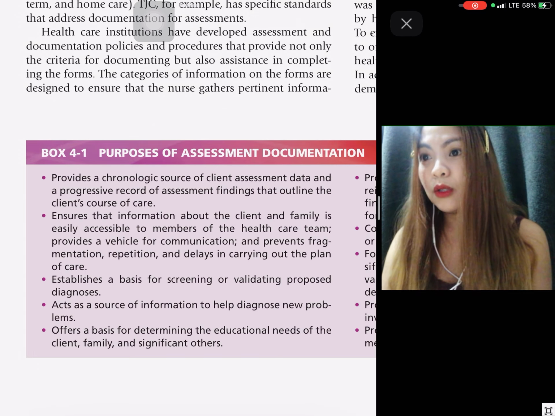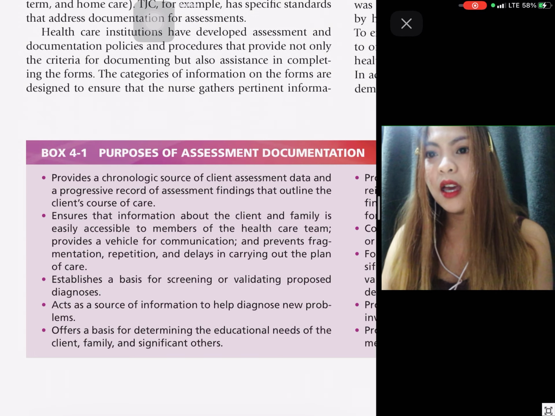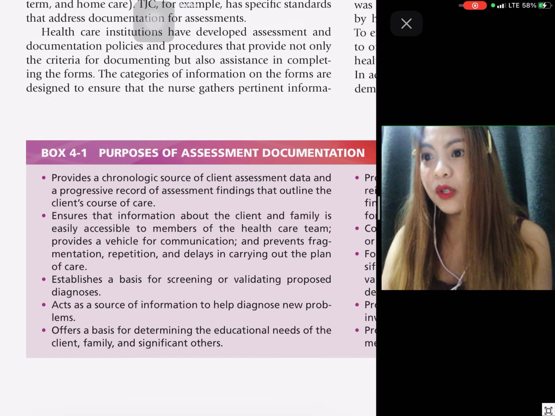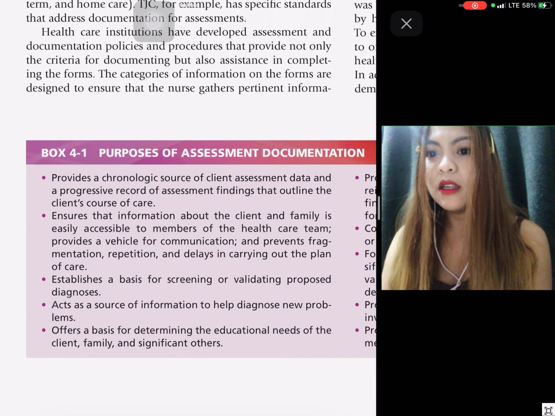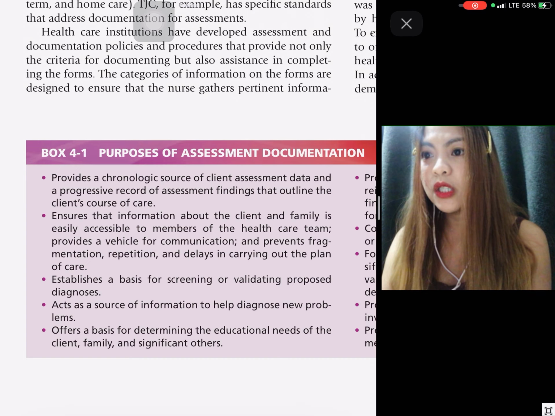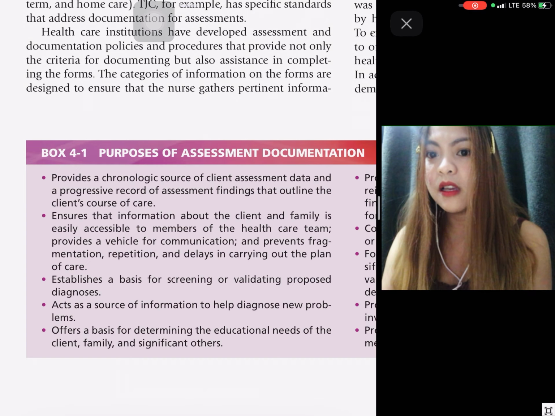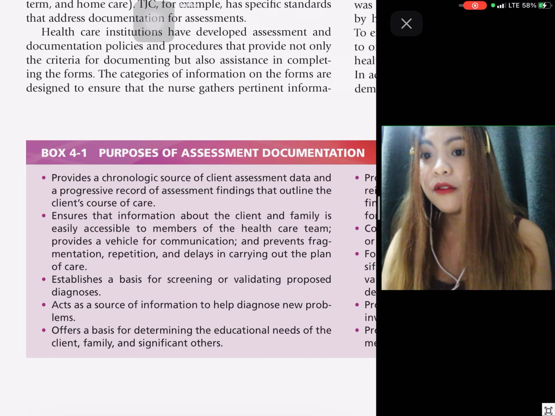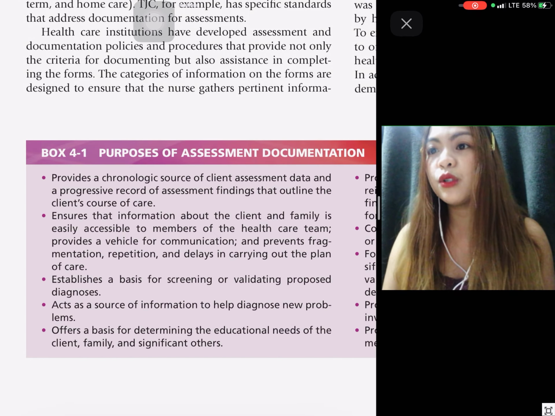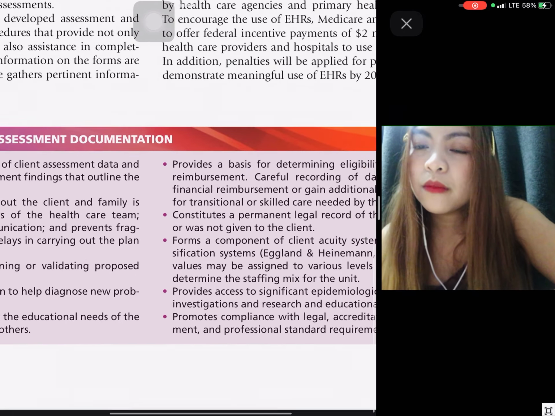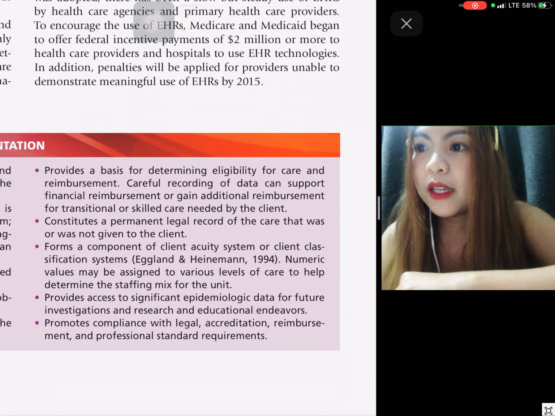So, ang purpose ng assessment documentation is to establish a basis for screening or validating proposed diagnosis, and it also acts as a source of information to help diagnose new problems, offers a basis of determining the educational needs of the client, family, and significant others. So, dito mo rin kasi yung malalaman eh. And also, it provides a basis for determining eligibility of care and reimbursement.